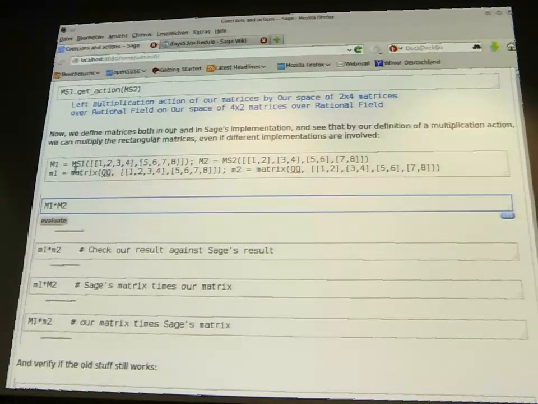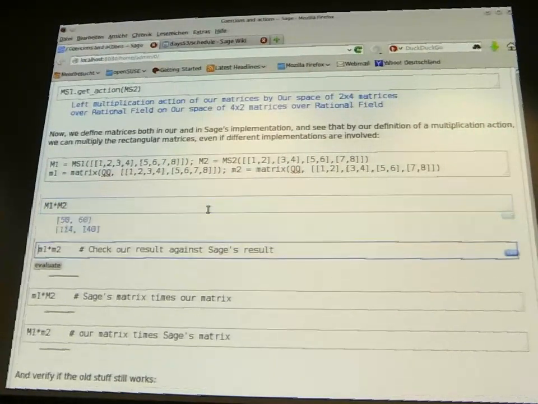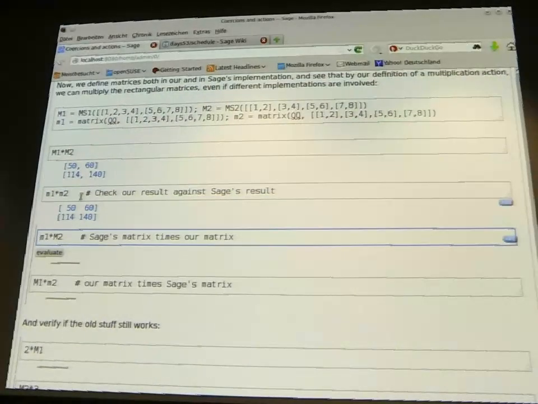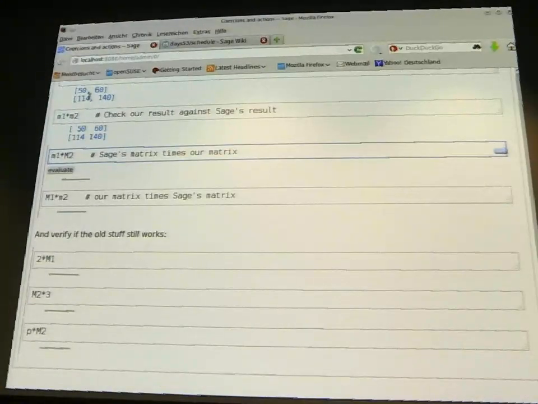So what is happening here? We have a matrix in our implementation, 2x4, in our implementation, 4x2, in Sage's implementation, 2x4, and in Sage's implementation, 4x2, with the same entries. We can, of course, or maybe not of course, because this is new, we can multiply our rectangular matrices simply because we have this left multiplication action, and this left multiplication action is then called on these two matrices. We check that our result is fine. I mean, this is the result that Sage returns. It is apparently the same up to the comma here.